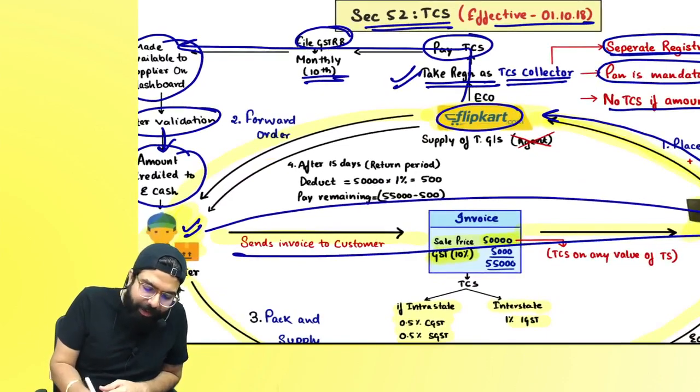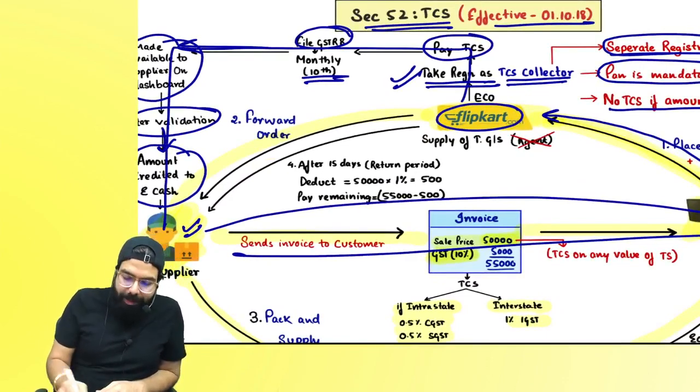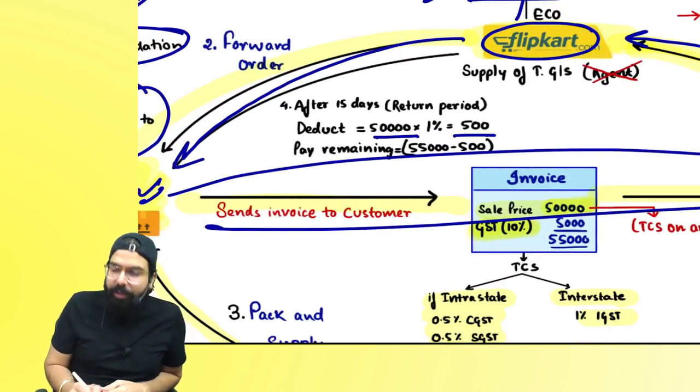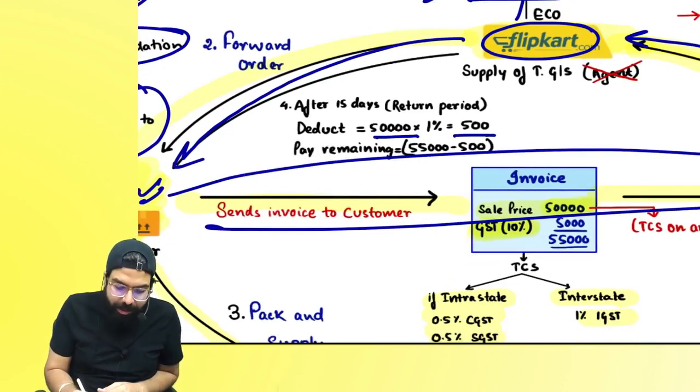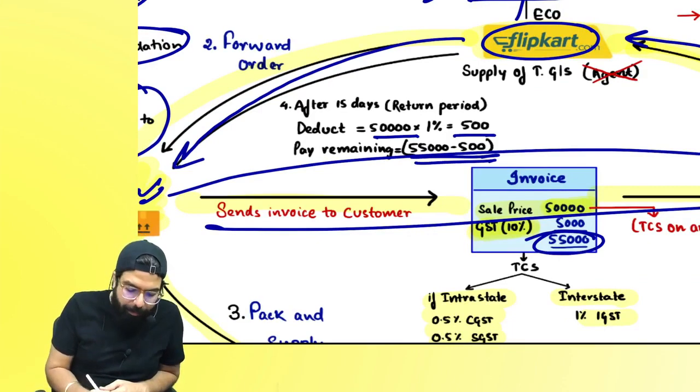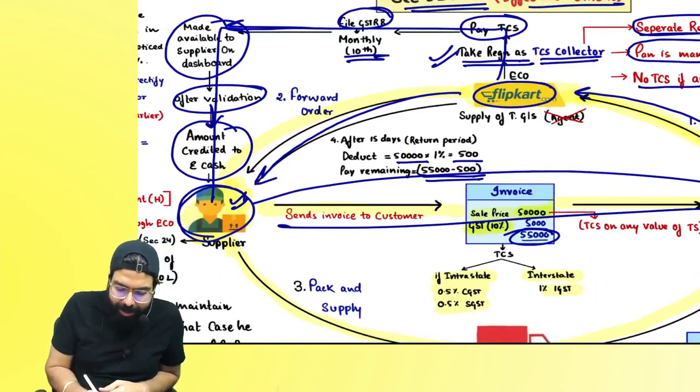Remember one thing, the TCS amount will go like this, but the remaining amount Flipkart will pay to the supplier. Basically, 50,000 was the sale value. On that, 1% TCS was deducted. The remaining amount of the invoice, basically 50,000 plus the GST amount minus the TCS amount, will be paid to whom? To the supplier. Are we clear, everyone?